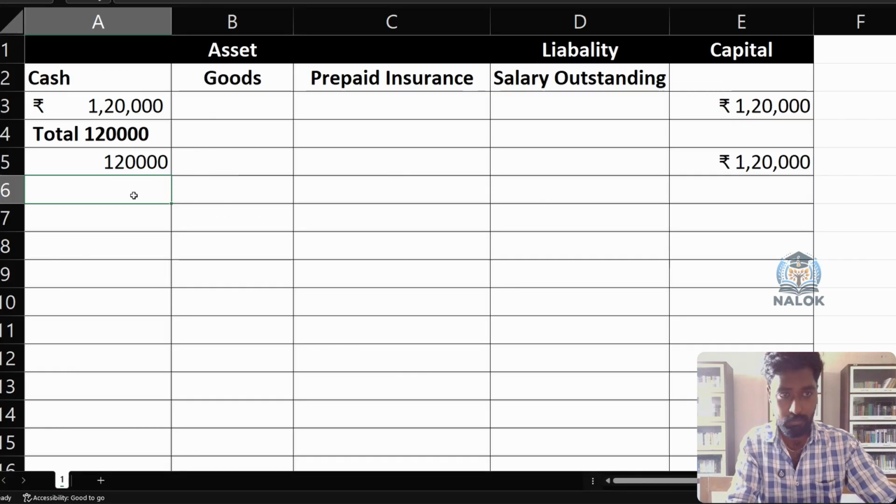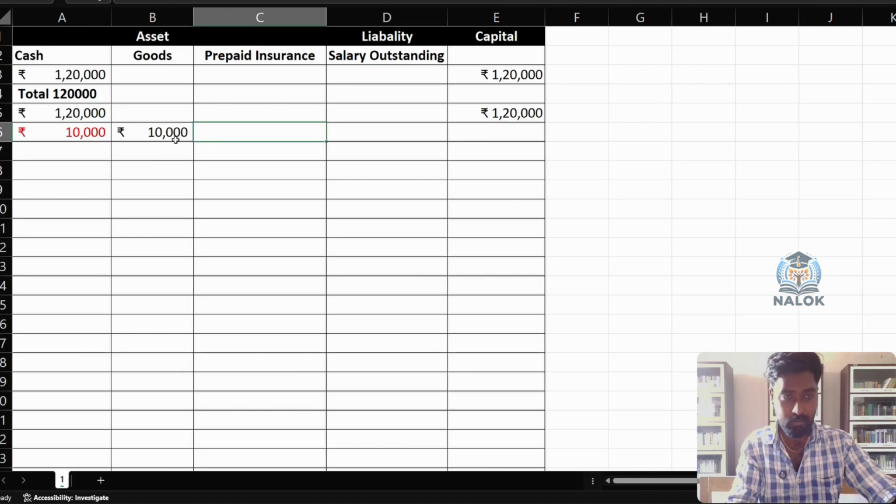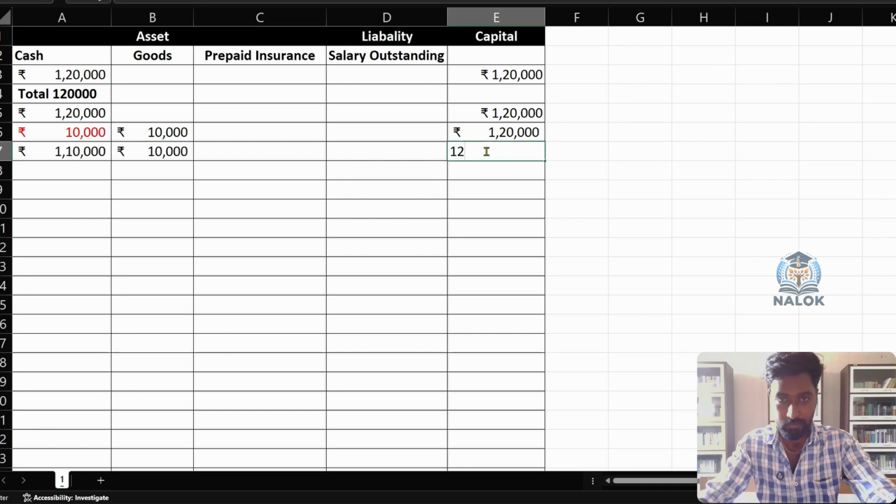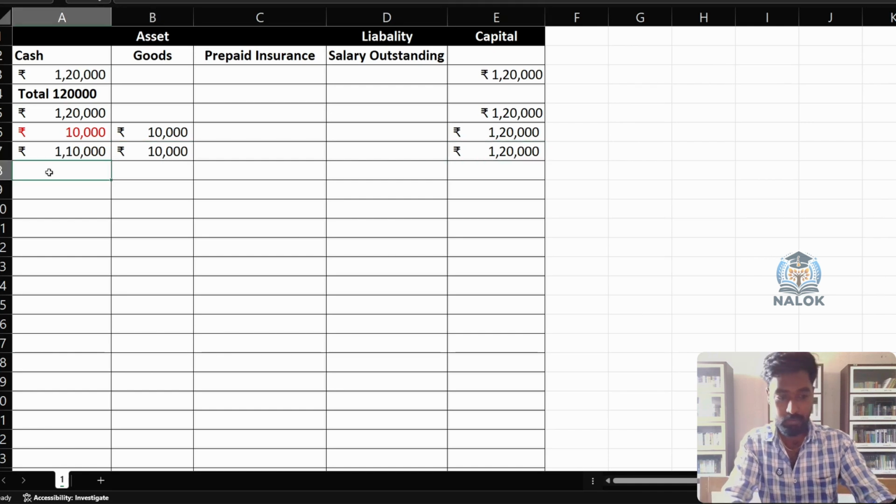So they are purchasing goods for cash. They are using the cash to buy the goods. 10,000 worth of goods have been purchased. Now we have to reduce that to 10,000. So we bought 10,000 worth of goods. Capital remained the same. 1,10,000 and goods. So the capital is unchanged. Now let's do the total. 1,20,000. Now let's bring all these down.